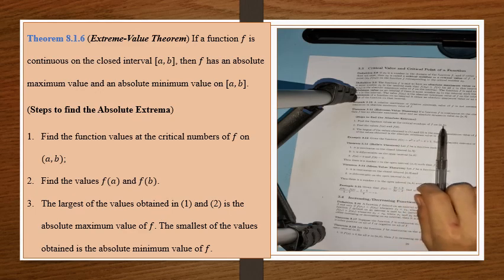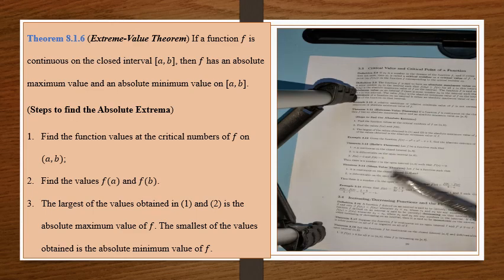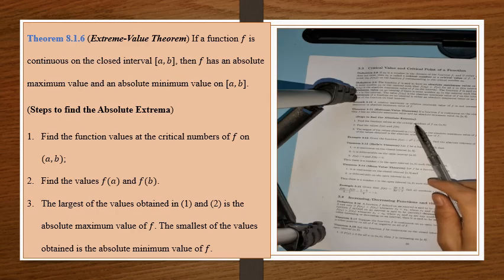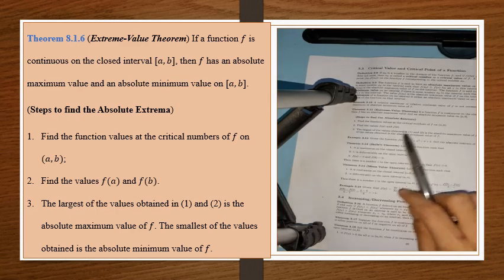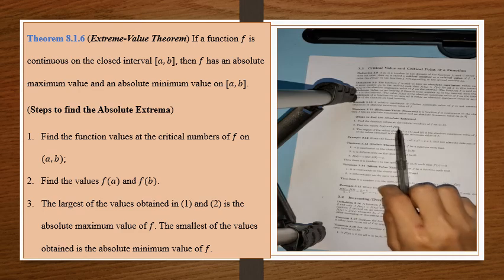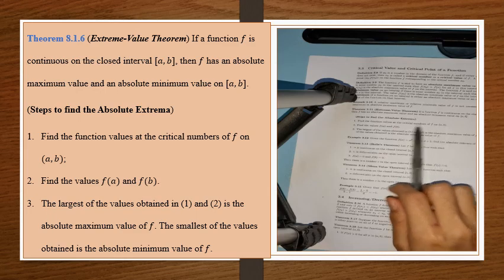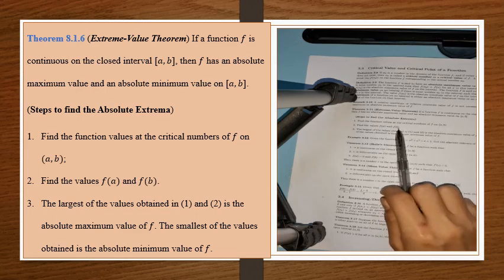Ibig sabihin nun, yung na-discuss na natin kanina na paano hanapin ang critical numbers, just get the derivative of the given function and then i-equate natin siya sa 0 and then find the values of x. Yung nakuha natin na values ng x doon, yun na yung critical numbers natin. And then find the values of f of a and f of b, where a here is on the given interval and then b is on the given interval also. Ibig sabihin, kung ano yung given na interval, kung ano yung nauna is yun yung a and then yung pangalawa naman is yun yung b.